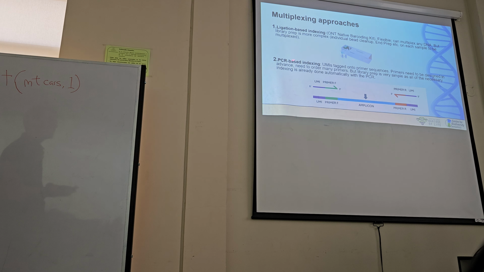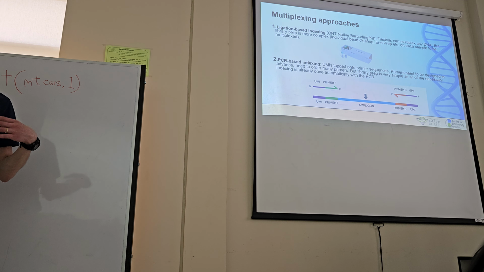The other approach, and this is the one that we're doing in our experiment today, the one we spend most of our time doing in our lab really, is PCR-based indexing, which is where the UMIs are tagged onto the primer sequences. So as I was mentioning this morning, anything that you put onto a primer automatically gets built in to every amplicon that gets made with this primer. So we can use this.